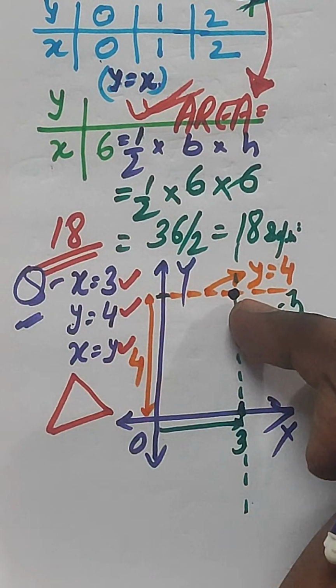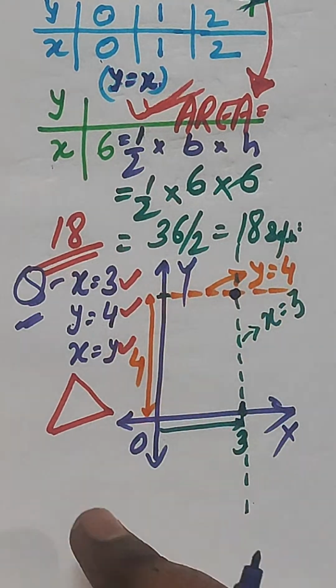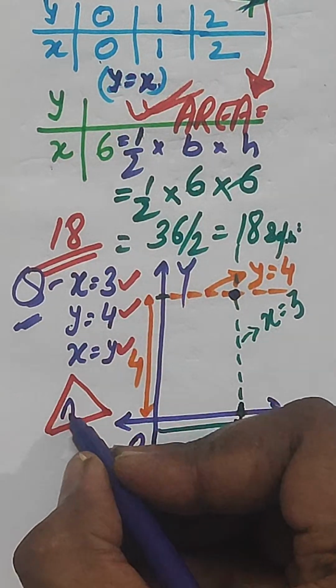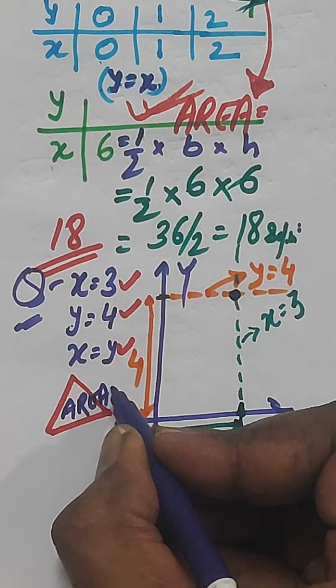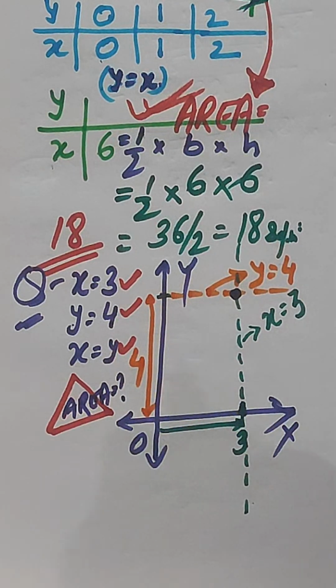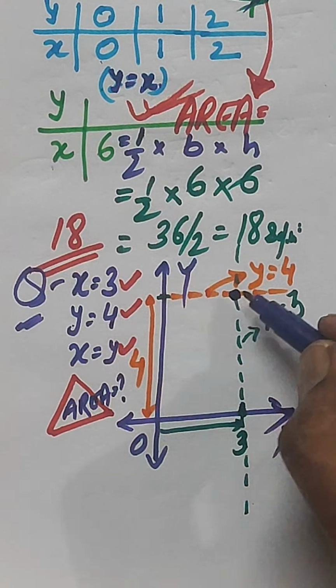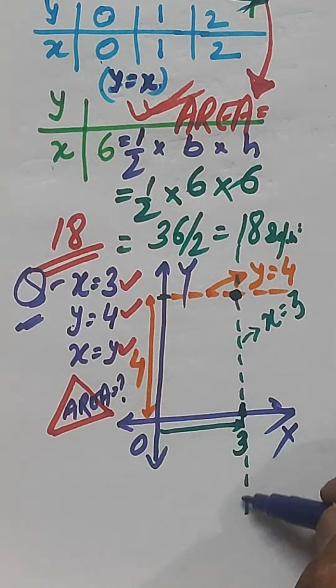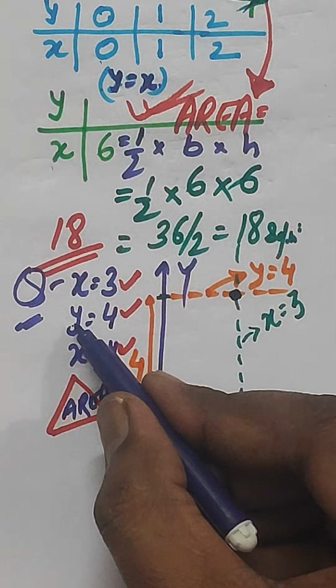So this will be one of the vertices of the given triangle whose area we are going to calculate. We are going to calculate the area of the triangle formed, right? So this is one of the vertices, it can be anywhere on this line. Okay, let us see.